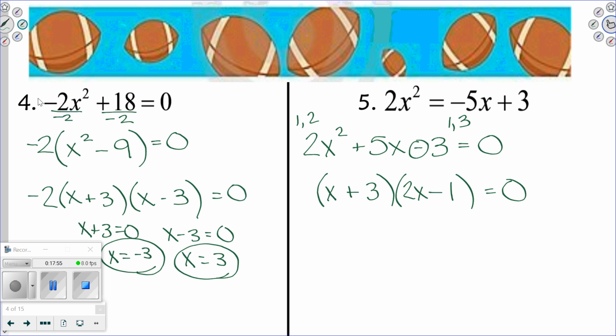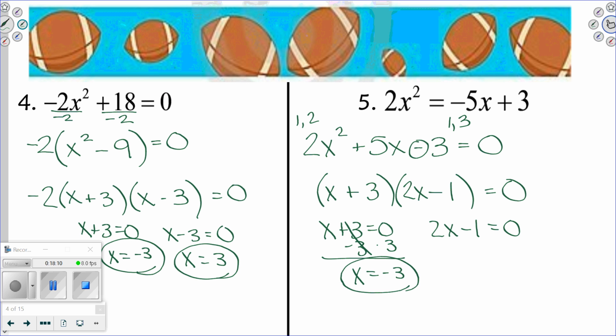One of those has to be a 0, so that means either x plus 3 is 0 or 2x minus 1 is 0. And we just have to solve. So we subtract 3. x equals -3. Add 1. 2x equals 1. Divide by 2. And we get x equals half.